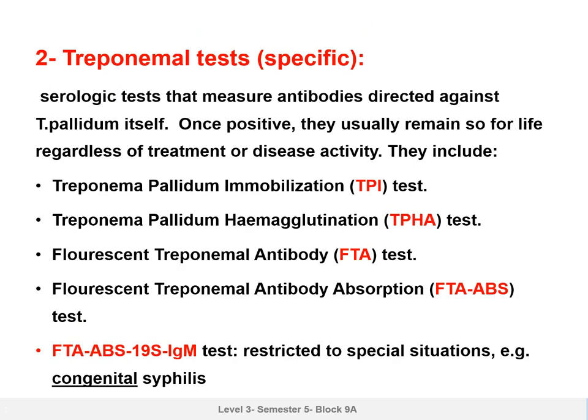Treponemal tests, which are specific tests, once positive, usually remain positive for life. They include TPI, Treponema pallidum immobilization test, TPHA, Treponema pallidum hemagglutination test, FTA, fluorescent treponemal antibody, FTA-ABS, fluorescent treponemal antibody absorption test, and lastly FTA-ABS 19S IgM, which is restricted to cases of congenital syphilis.